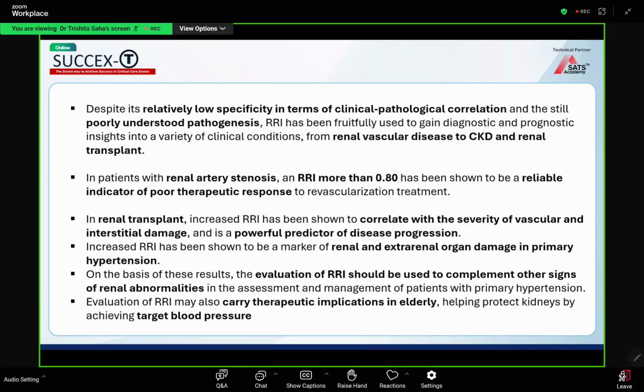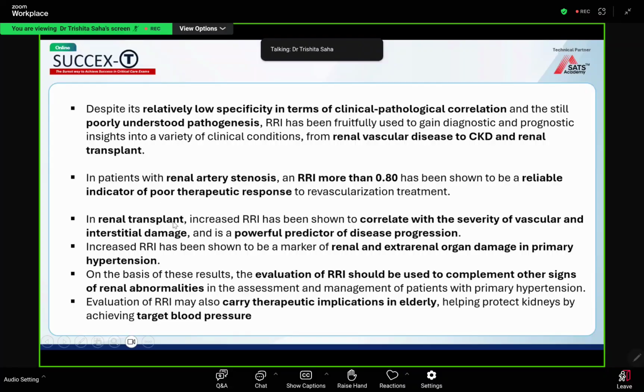Despite its relatively low specificity in terms of clinical pathological correlation, and its still poorly understood pathogenesis, RRI has been fruitfully used to gain diagnostic and prognostic insights into a variety of clinical conditions, from renal vascular disease to CKD and renal transplant patients. In patients with renal artery stenosis, an RRI more than 0.8 has been shown to be a reliable indicator of poor therapeutic response to revascularization treatment.